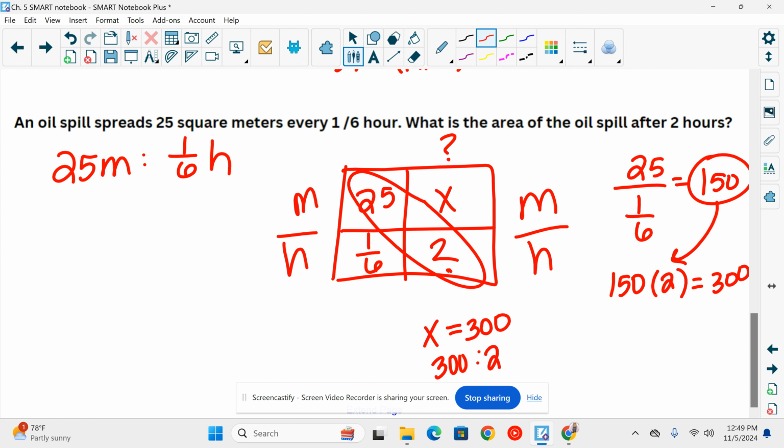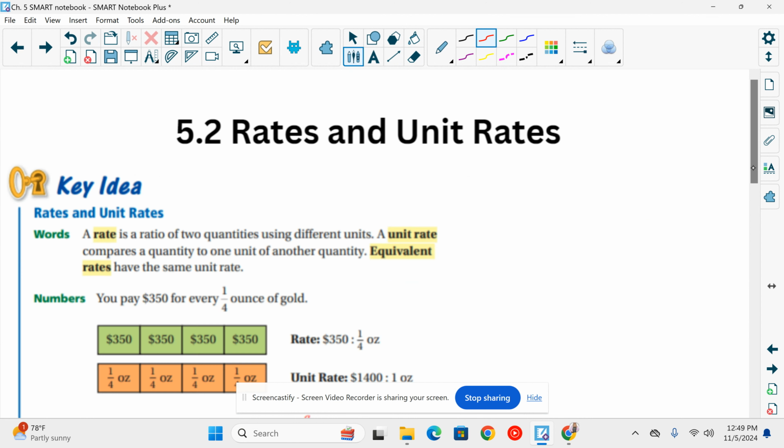Okay, good. All right, turn it to 5.2. 5.2 is about the exact same. You're using unit rates and rates to solve problems. Okay? A rate is a ratio. A unit rate is written rate first, then 1. It's the rate of 1.